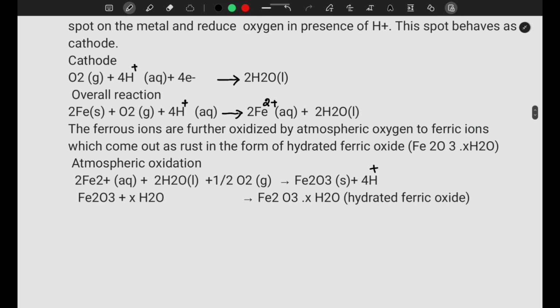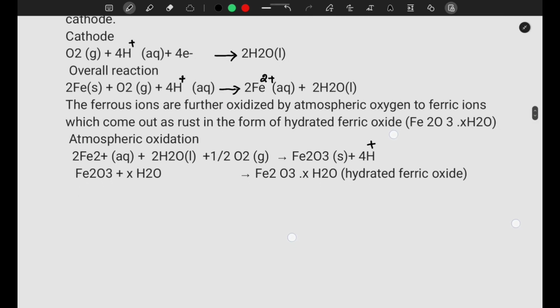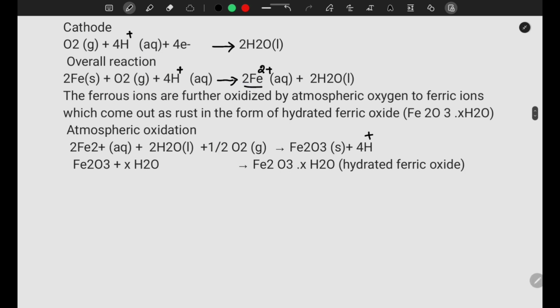Now we have the ferrous ions. These ferrous ions are further oxidized by atmospheric oxygen to ferric ions, and when these ferric ions come in contact with moisture, we get the hydrated ferric oxide Fe2O3 dot xH2O. Let us write the atmospheric oxidation of ferrous to ferric as 2Fe2 plus plus 2H2O plus half O2 gives Fe2O3 plus 4H plus. And when this Fe2O3 reacts with the moisture, you will get Fe2O3 dot xH2O. That is the rust.